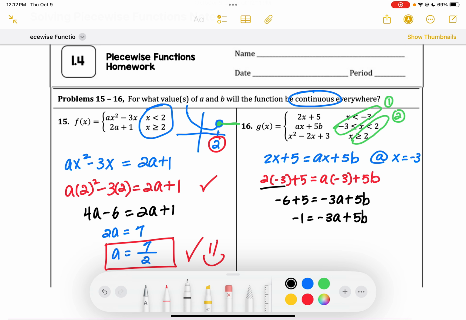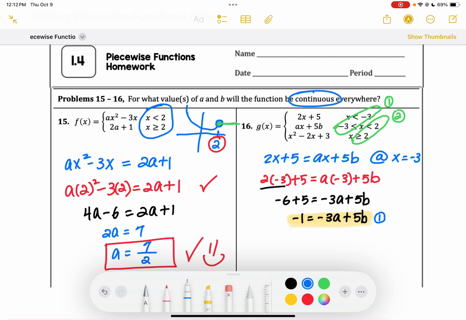You may say, Ms. O, there are two unknowns. It's okay. Leave it alone first. But I do know that this will be my first equation I'm about to use. So that will be my first equation I'm going to use.